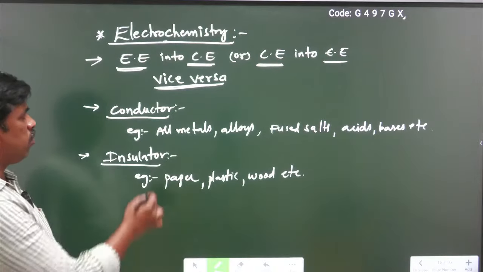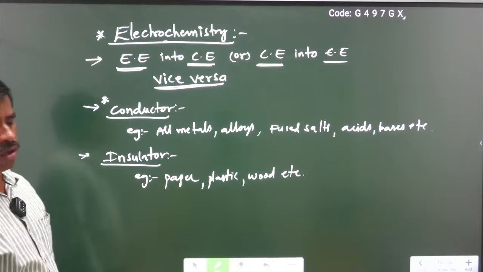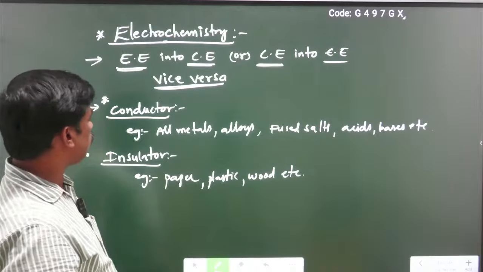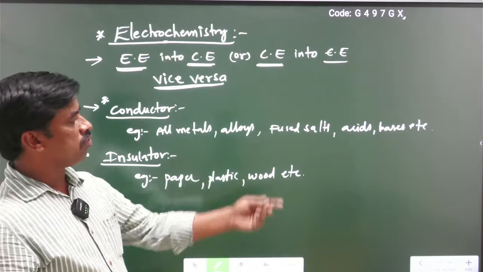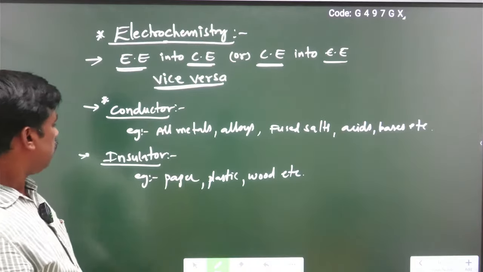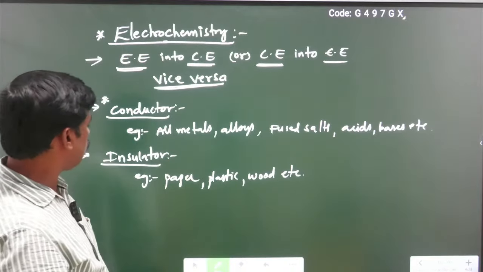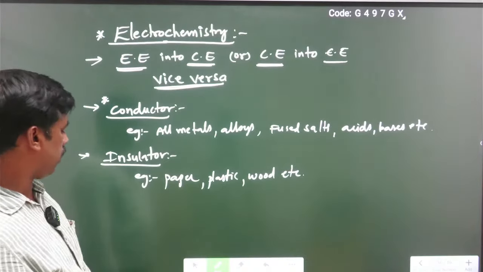A simple question may be asked: what is meant by a conductor? Give an example. A substance which allows the passage of an electric current through it is called a conductor: all metals, alloys (alloys means mixtures of metals), fused salts, acids, bases, etc. An insulator is a substance which does not allow the passage of an electric current: paper, plastic, wood, etc.